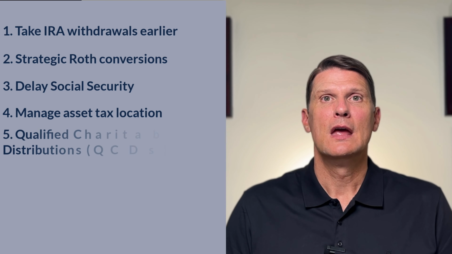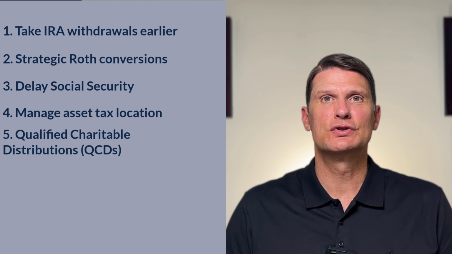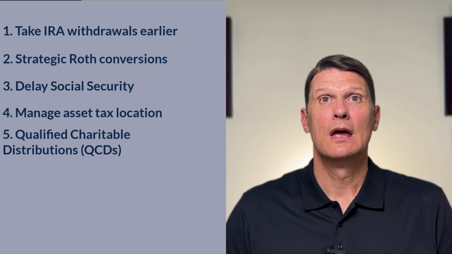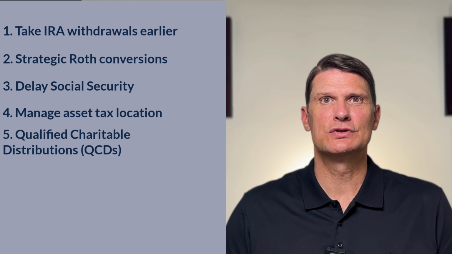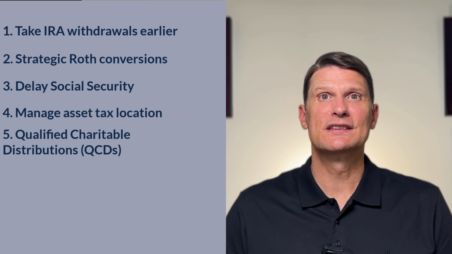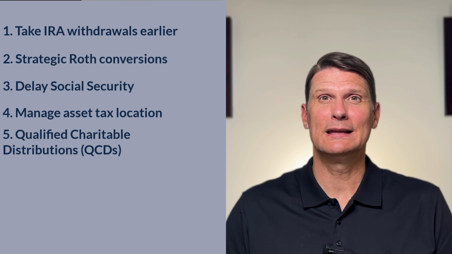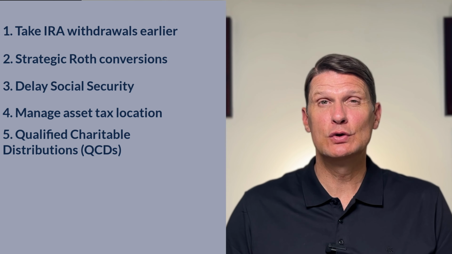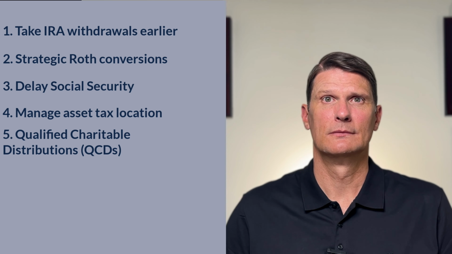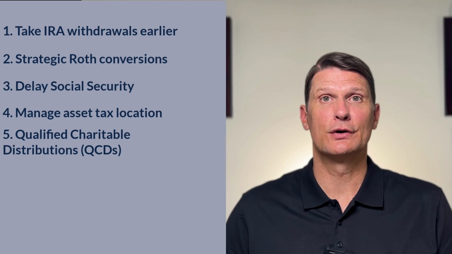Number 5, make qualified charitable distributions or QCDs. If you are over 70 and a half and charitably inclined, then qualified charitable distributions, or QCDs, could be a fantastic opportunity for you. This distribution must be made directly by your IRA trustee to the charitable organization. And the limit for 2024 is $105,000. Any amount made will satisfy your RMD.